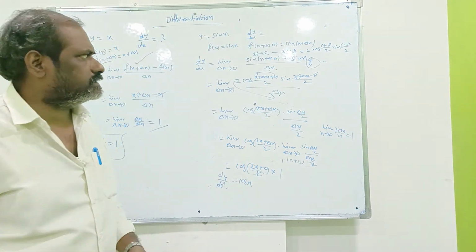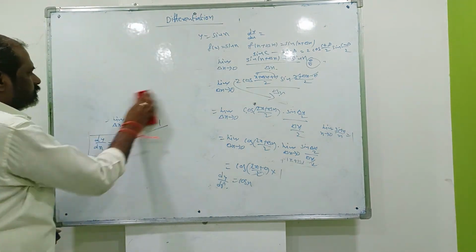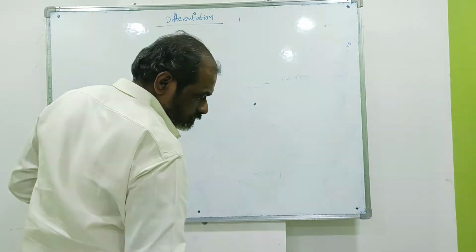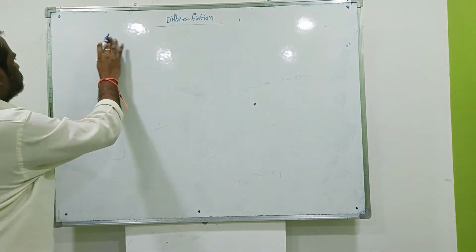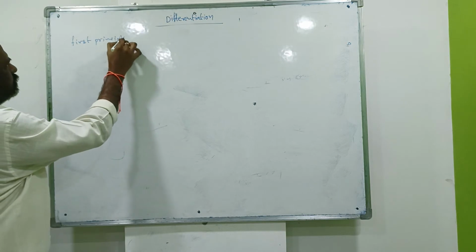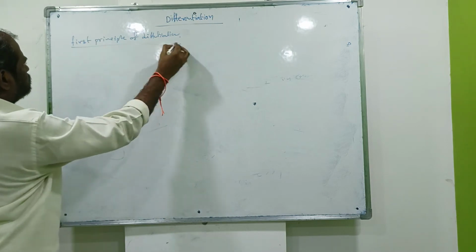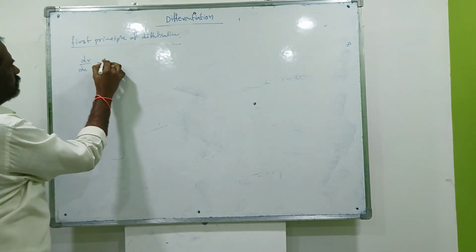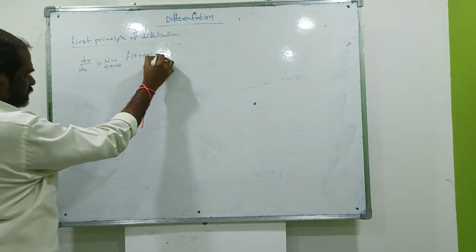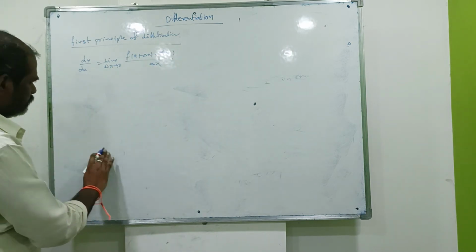So remaining formulas, derivative of cos is minus sin, derivative of tan x is secant square x, derivative of cot x is minus cosecant square x. We can write the formulas. So by using the first principle of differentiation, what is the first principle of differentiation? First principle of differentiation means dy by dx equal to limit delta x tends to 0 f of x plus delta x minus f of x by delta x. By using this formula, you can find all the formulas.